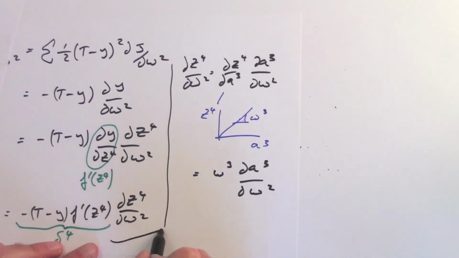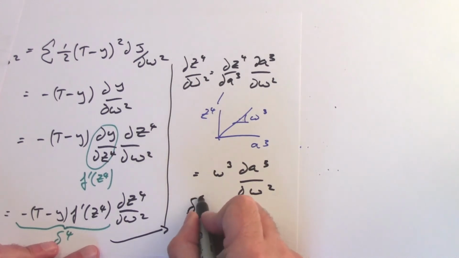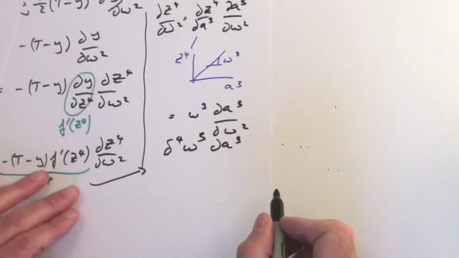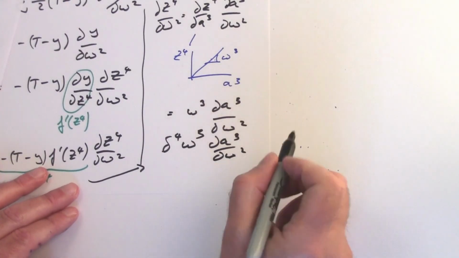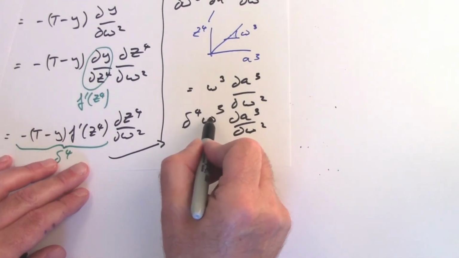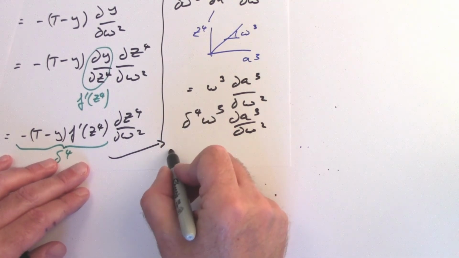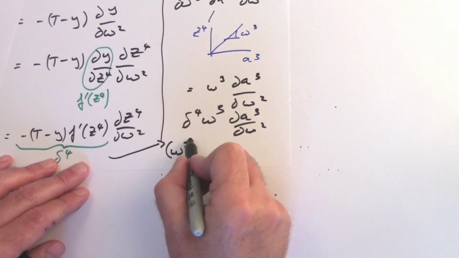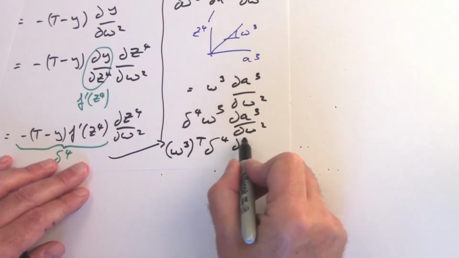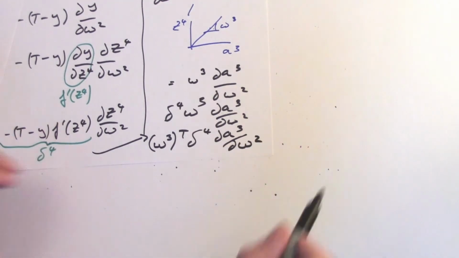So coming back to here, that becomes del 4 W3 dA3 by dW2, and again we have this transpose problem, so we need to put this matrix in front of del 4, so we end up with W3 transpose del 4 dA3 by dW2.